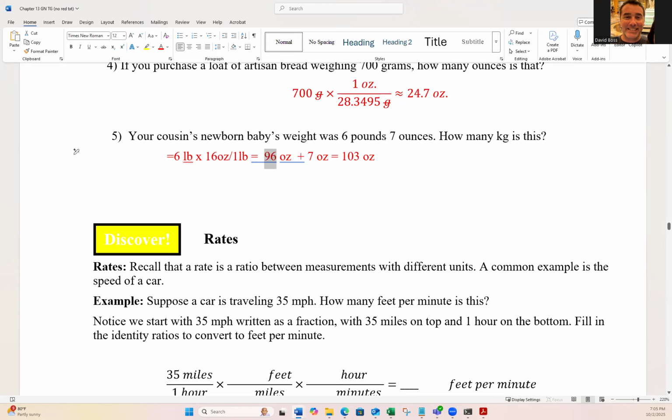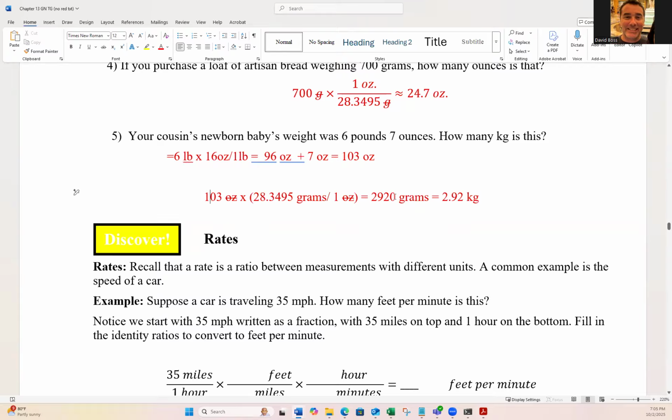We need to add the 7 ounces on top of that. So now we have 103 ounces. Then we want to do the metric conversion. 103 ounces times 28.3495 grams per ounce. Ounces cancel out. So we have 103 times 28.3495 grams divided by 1 equals 2,920 grams.